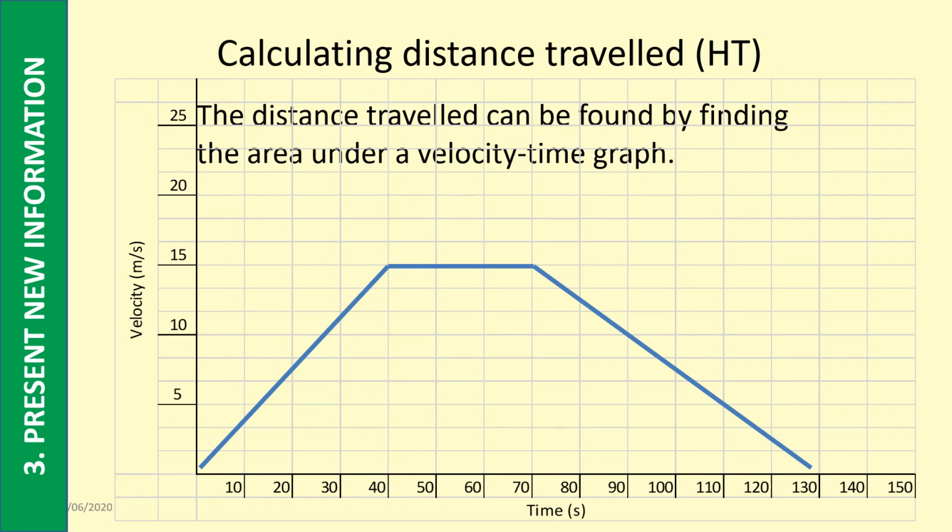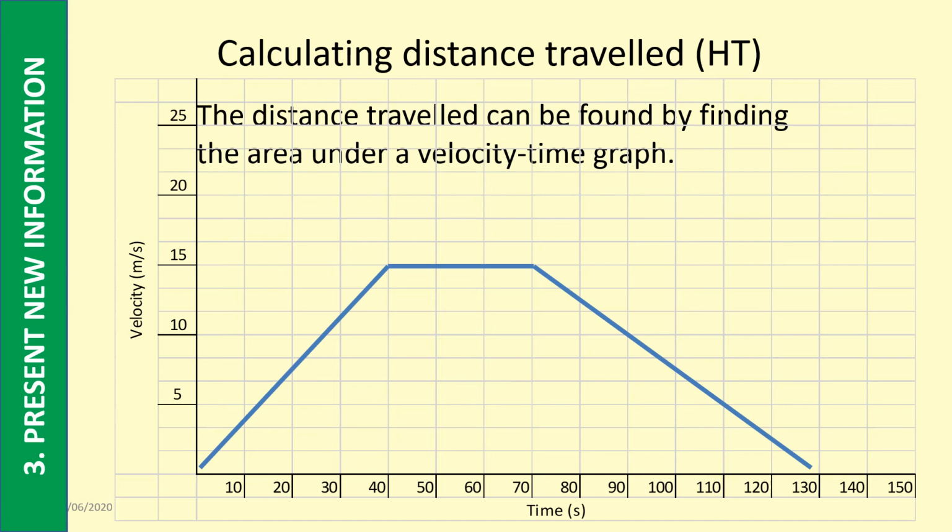Now, the kind of question you often get is phrased like this: work out the distance traveled by this object in the first 70 seconds of the journey. So now we're not interested in the whole journey, just the first 70 seconds, and we want to work out the area under the graph for those first 70 seconds.